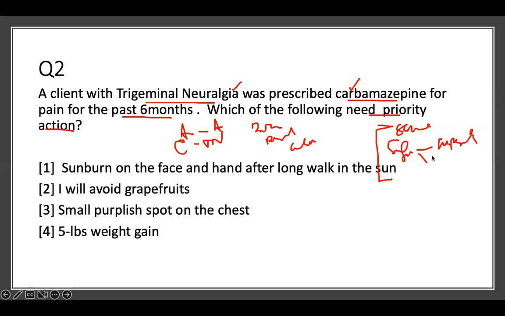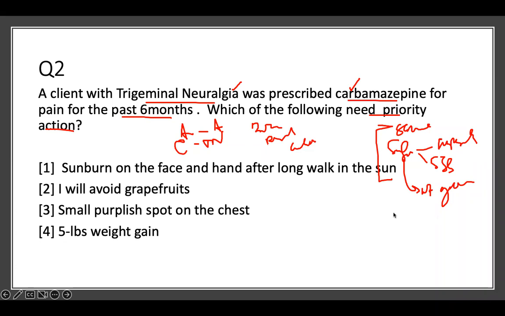Hypersensitivity. And the most serious effect of sulfur drugs is Stevens-Johnson syndrome. Okay. There are other side effects too. It can also cause weight gain. And there's one more side effect of carbamazepine that we will see in the next question, so I'm not going to say that. But this is what we have.